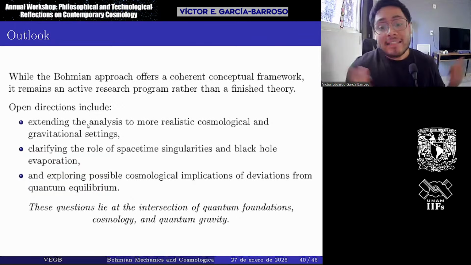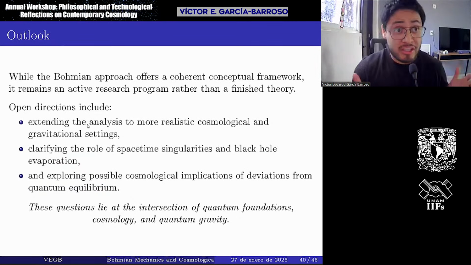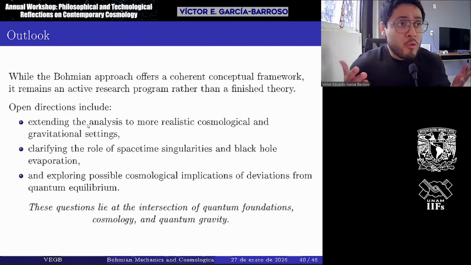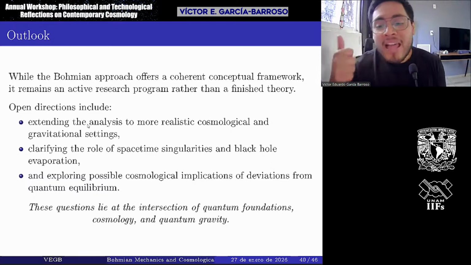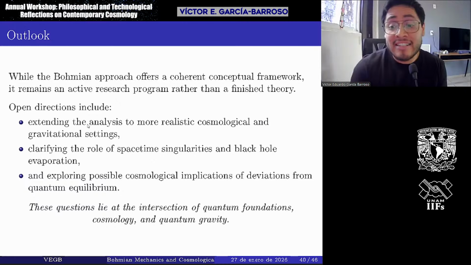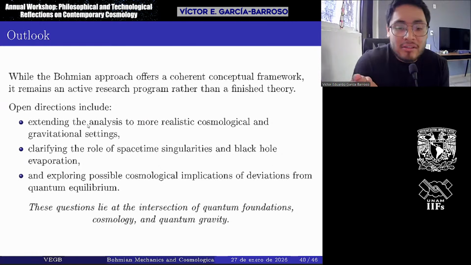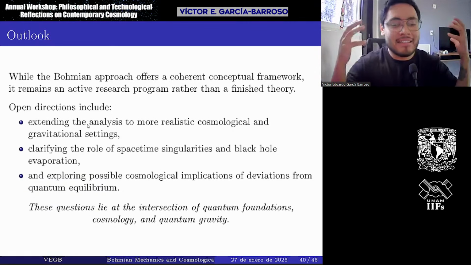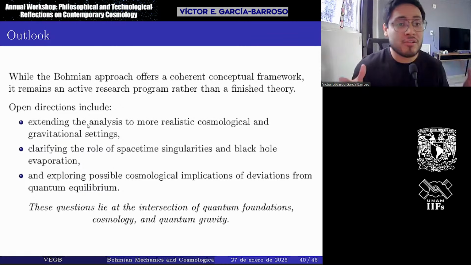And finally, this is not a finished theory, it's a research program. Future work includes applying this to more realistic models, understanding singularities and black holes, and seeing if deviations from equilibrium could lead us to new cosmological signatures. And these questions sit right at the exciting intersection of foundations, cosmology, and gravity.